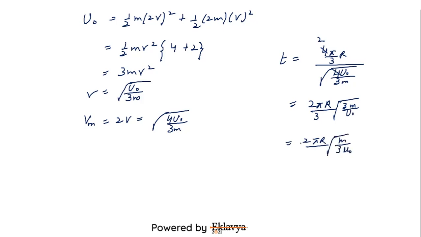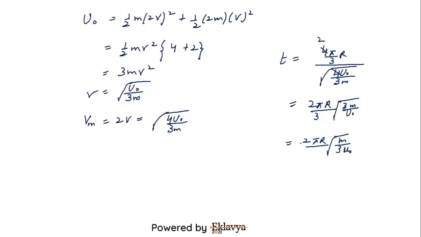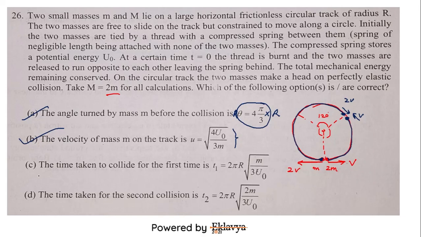We can write it like this also. Let's check the option. So 2 pi r m by 3 mu naught. So yeah, even this option is the correct one. Now time taken for second collision.